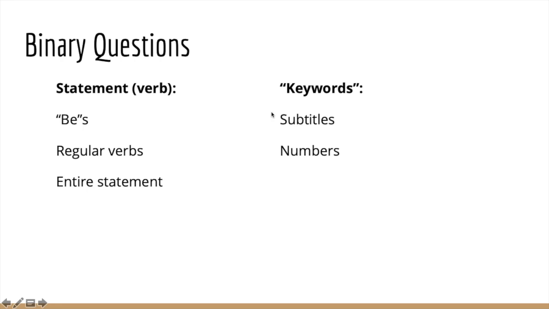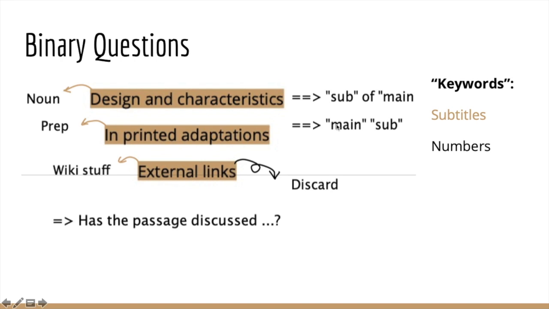To ask questions that are general but with a definite answer, we look at the subtitles of the passage. So there are two types of subtitles that are helpful for forming questions, which are noun phrase subtitles and preposition phrase subtitles. We can combine them with the main title of the passage and ask questions such as, has the passage discussed the design and characteristics of the subject, or has the passage discussed the title subject in printed adaptations?